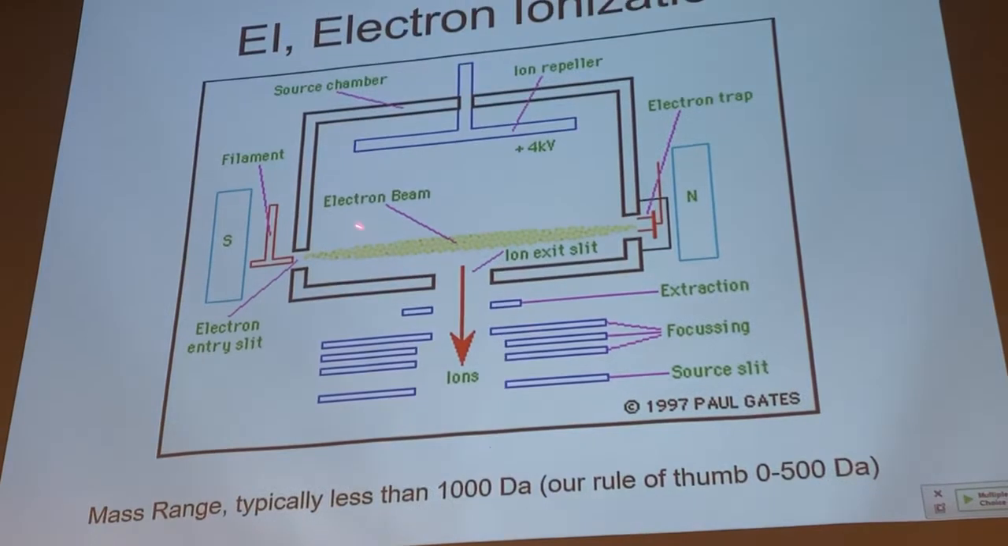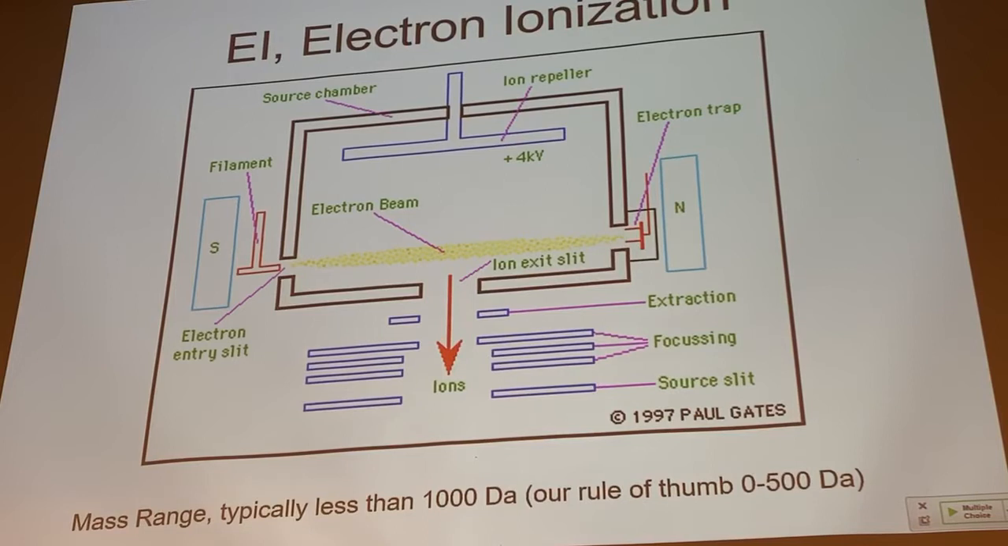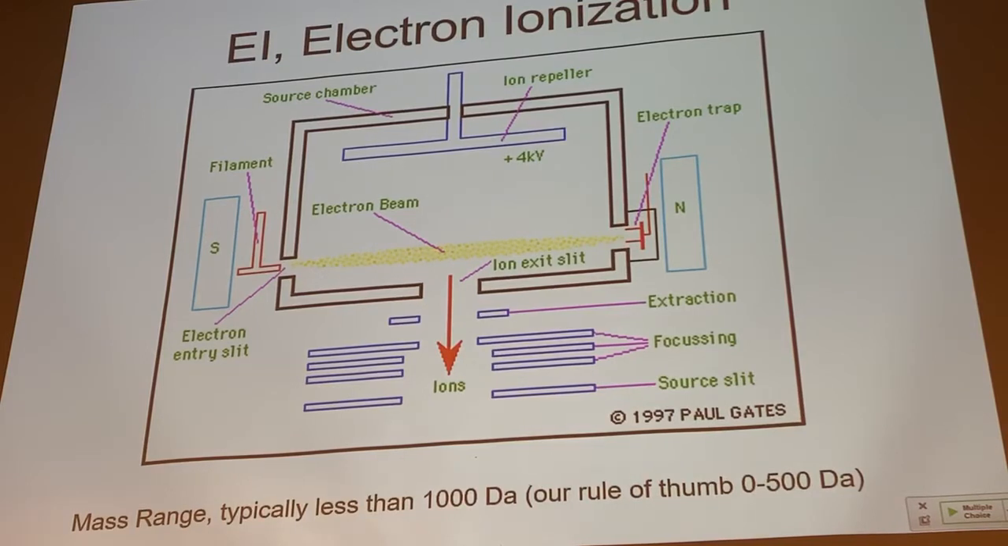Here's another schematic of this EI mass spectrometer. We're not going to focus on this one as much, except there's one key bit of information here at the bottom. This method requires you to be able to vaporize your analyte, or the molecule you are analyzing. And so the molecular weight has to be less than 1,000. Molecules with higher molecular weights, you can't really vaporize them. Usually it works best for molecules of a 500 molecular weight or lower.